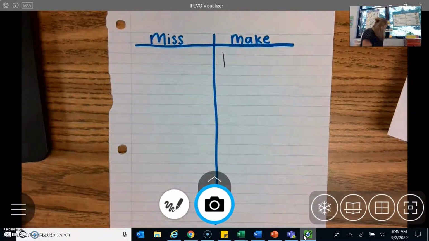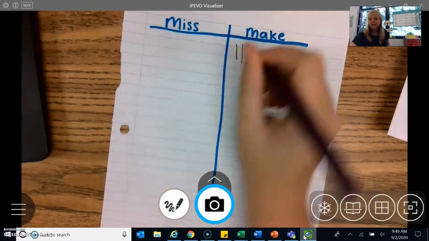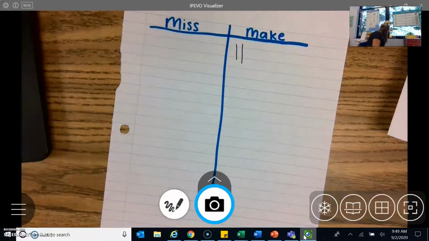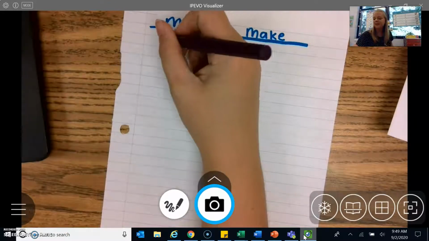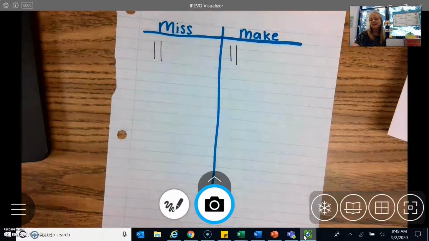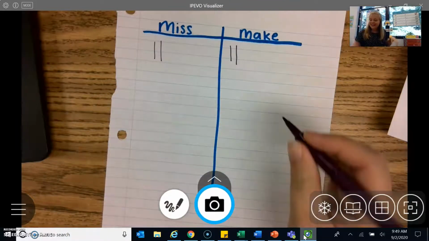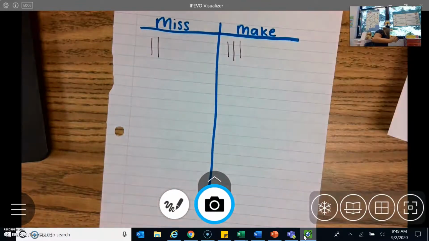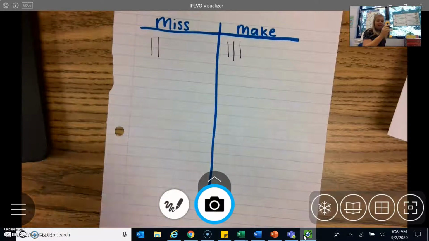Let's try again. Get my ball. I made it again. 2. Let me try again. Oh, I missed. Let's try again. Oh, I missed again. Let's try again. Oh, I made it. I'm going to try 2 more times. Here's my ball. Oh, I made it again.